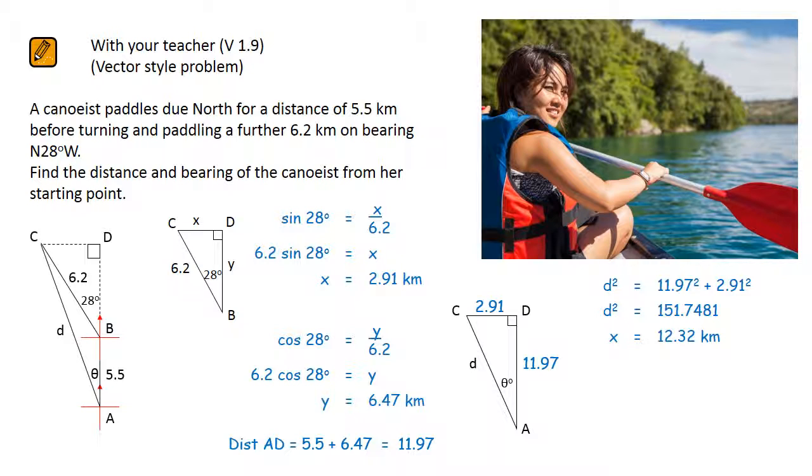Finally, we have to find the bearing of the canoeist from her starting point. This means we are standing at the starting point. We have to find the bearing to her. That'll be given by angle theta in the diagram.